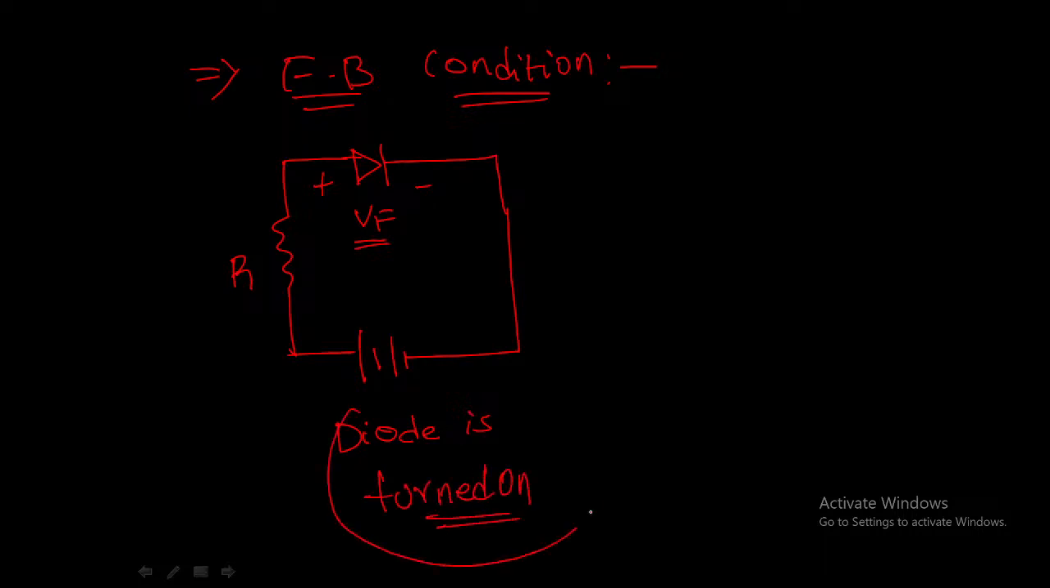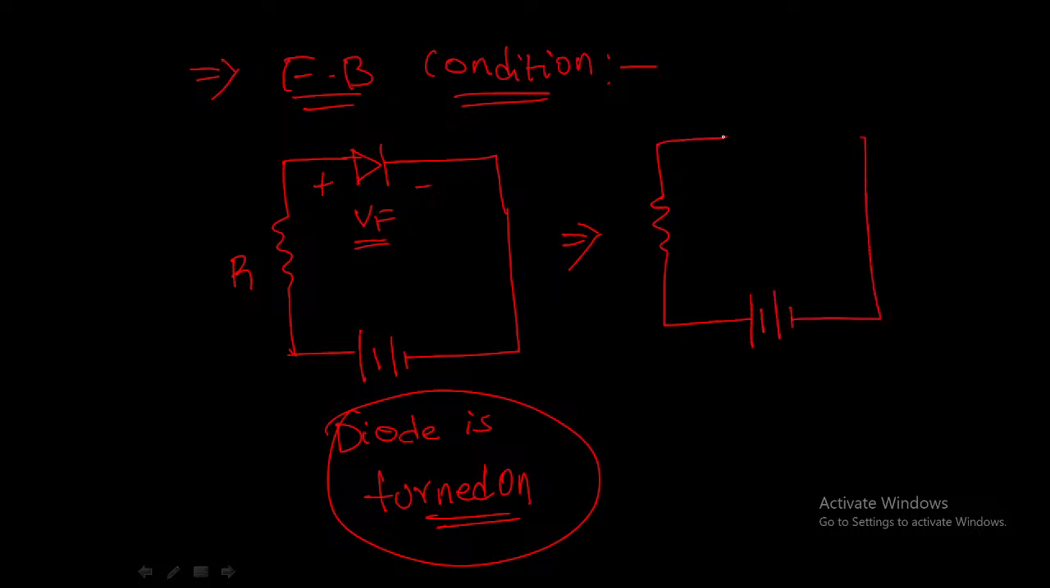So how to represent the diode is turned on? We will represent it in the switch model or ideal model using this representation, this switch representation. That is, the switch is closed. That is, the diode is conducting, so the diode is allowing the current to flow through it. The current is in this direction.